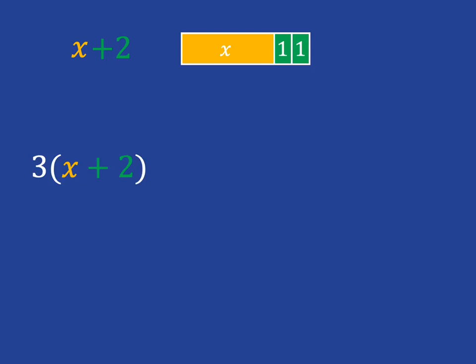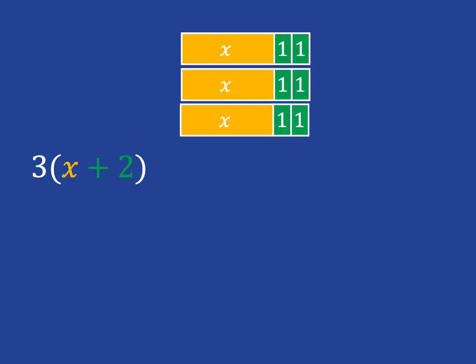Now, if we want three lots of that x plus 2, we want 1, 2, 3 of those x plus 2s. What's that going to be equal to? We'll focus on the yellow. We can see we've got three x's. Focus on the green, and we can see we've got plus six ones. So 3 multiplied by x plus 2 is 3x plus 6.